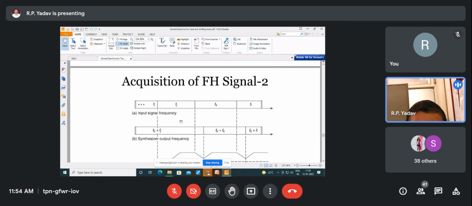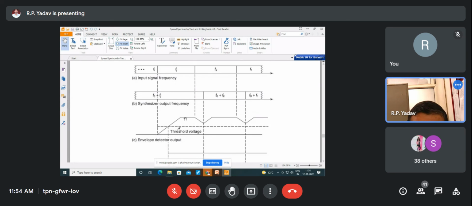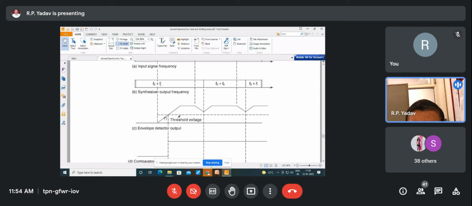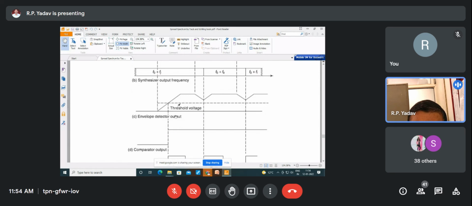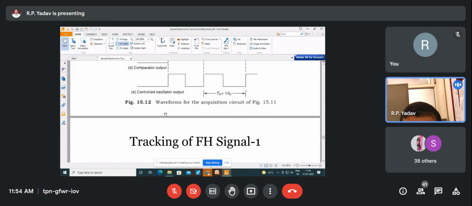Now this is my input signal frequency, this is my synthesizer output frequency. Understand that synthesizer output frequency means the estimated or calculated frequency. And then this envelope detector output is where I take my decisions, so that's the threshold voltage I decide upon. And then this is where your comparator output will be high. If it is 1, again it's a 1. And this is my controlled oscillator output. So depending upon the controlled oscillator output, I can ensure this particular frequency variation.